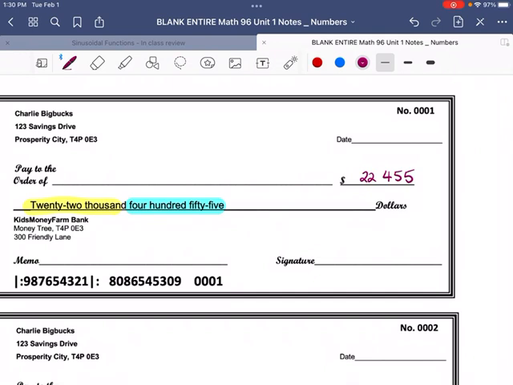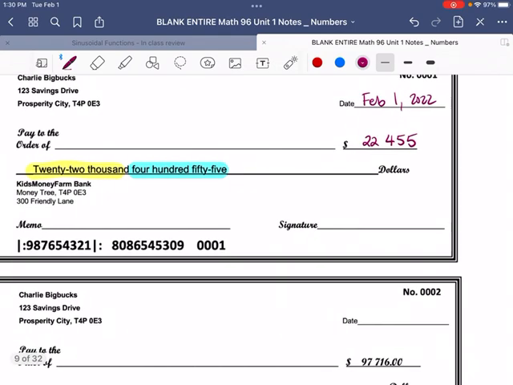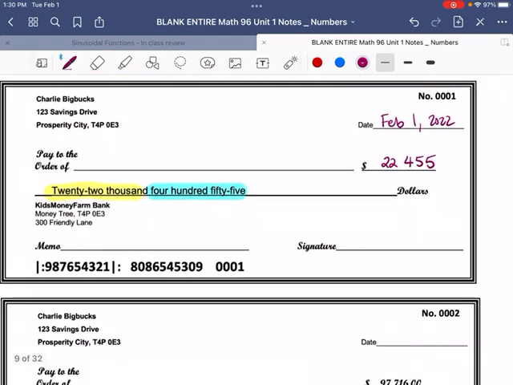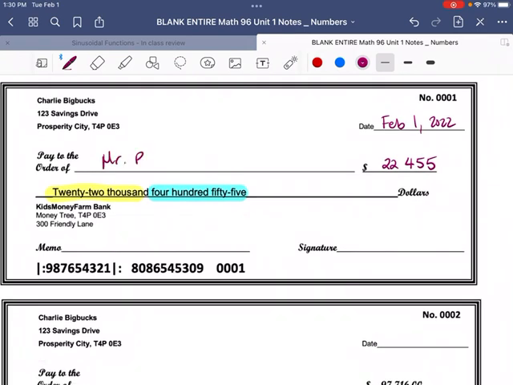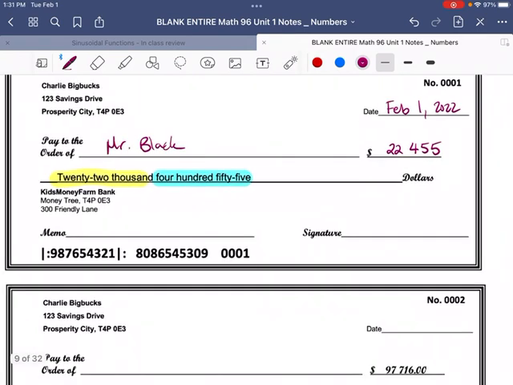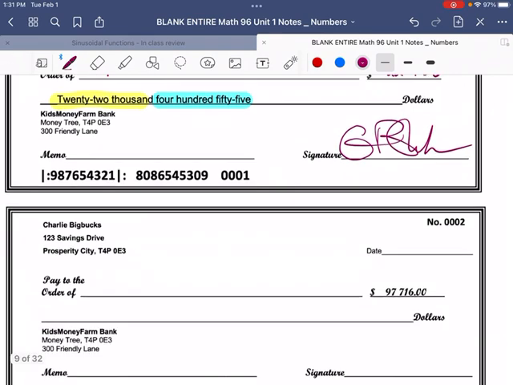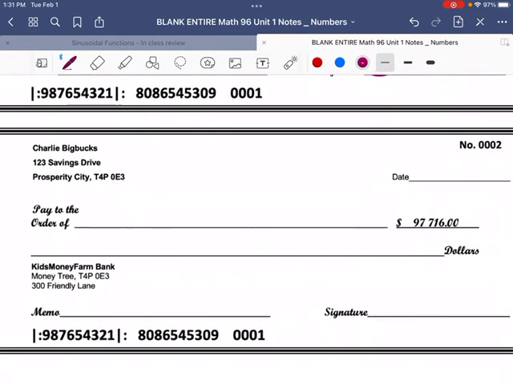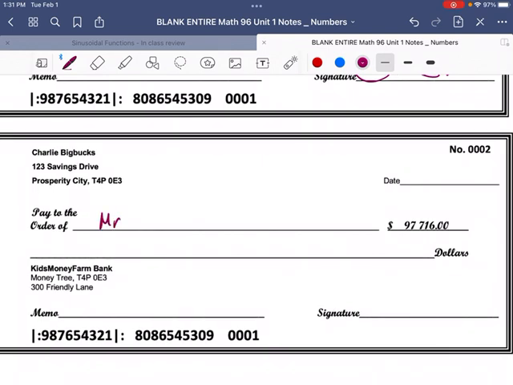You could give it a date. This is Feb 1, 2022. Yeah, we could say pay to the order of Mr. Black. Why not? And you got to sign it. See your best signatures. All right, pay to the order of Mr. Black. You would put some name there. And we have this number, but we want to write it in words.